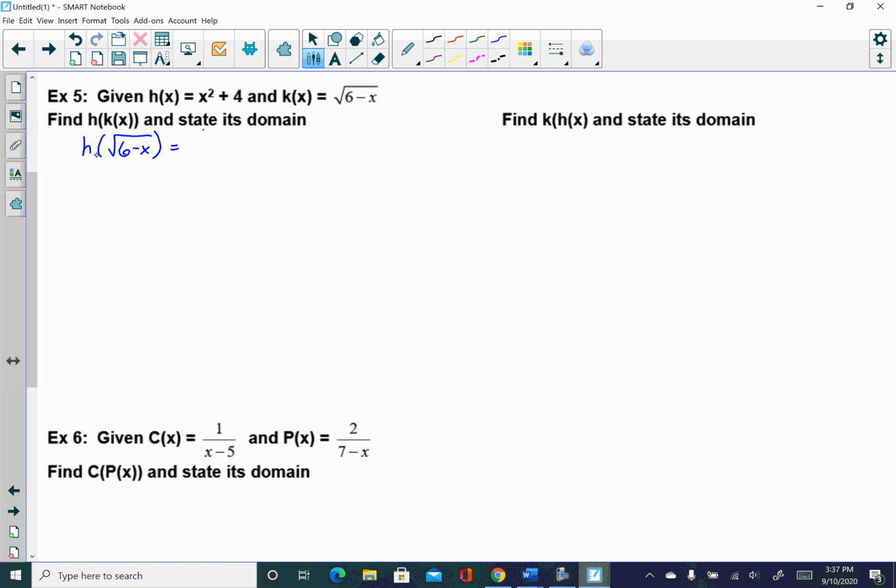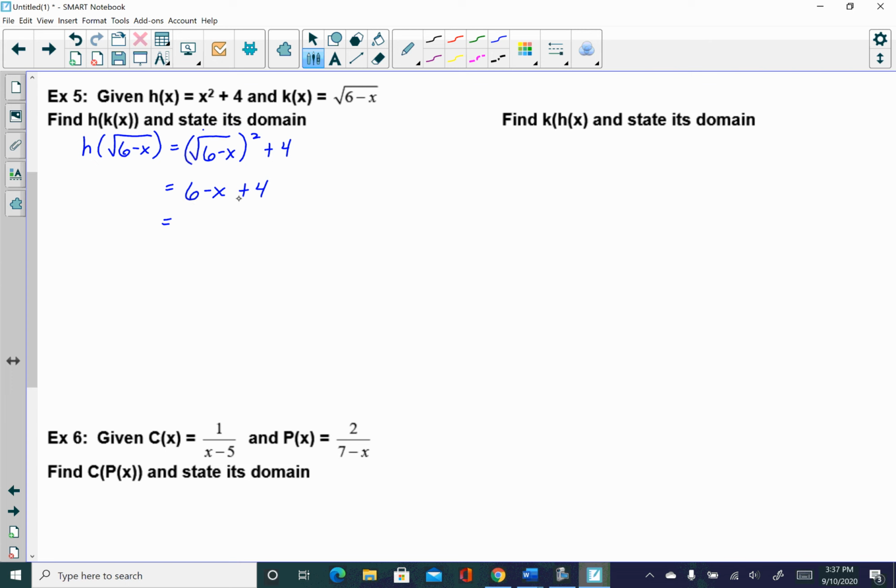And then go to your h function. Everywhere you see an x, plug in that square root of 6 minus x. And anytime we substitute in, always use parentheses. Now hopefully you remember, anytime you take a square root and you square it, you just get what's inside. So you have 6 minus x plus 4.